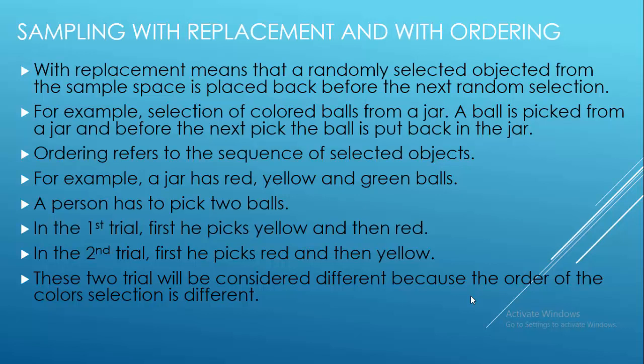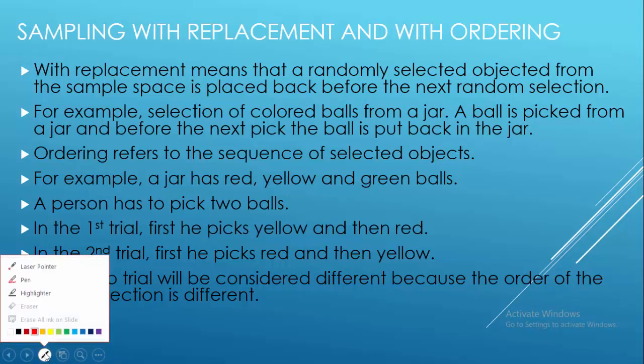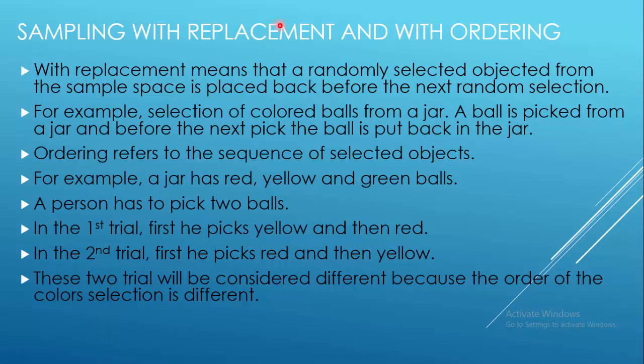In this video we will see in how many ways we can select objects from a sample space. The very first thing is that we can replace the objects or do it without replacement, and the ordering is also important. Before we continue, we'll first understand what we mean by replacement and ordering. By replacement we mean that a randomly selected object from the sample space is placed back before the next random selection.